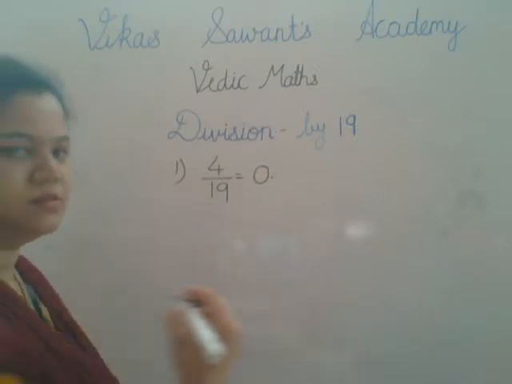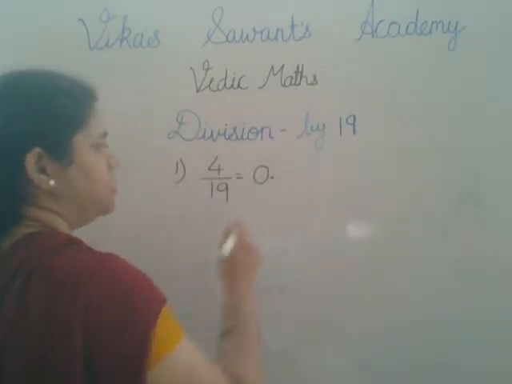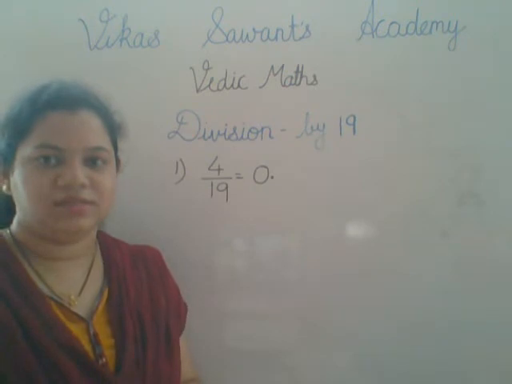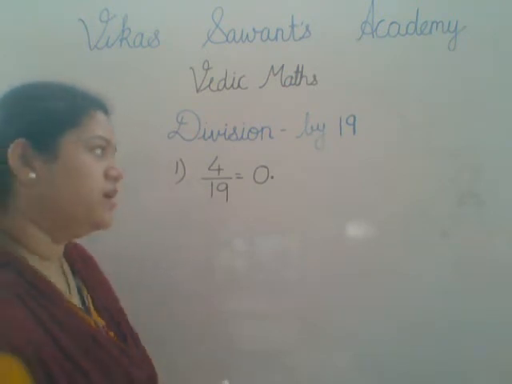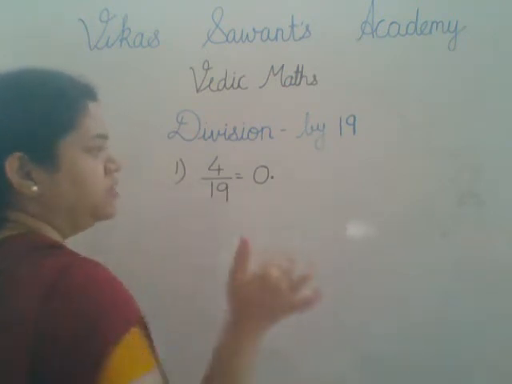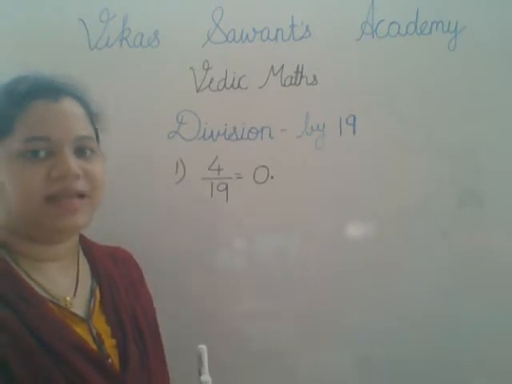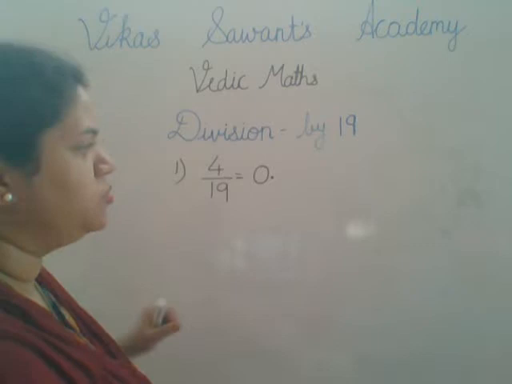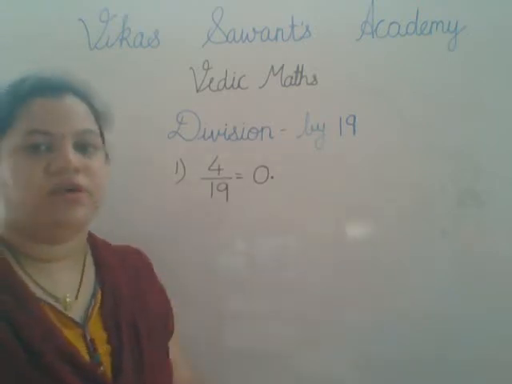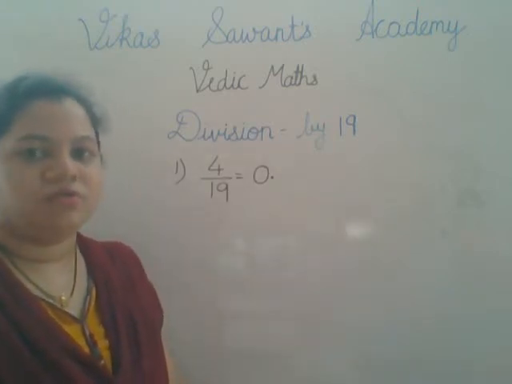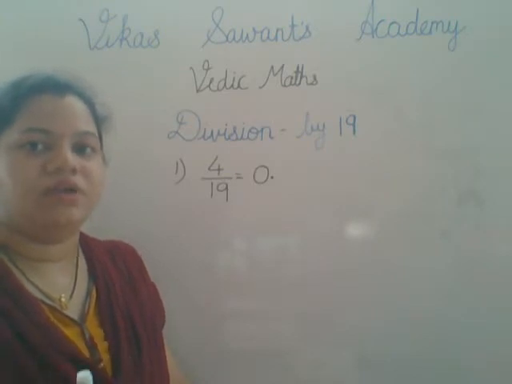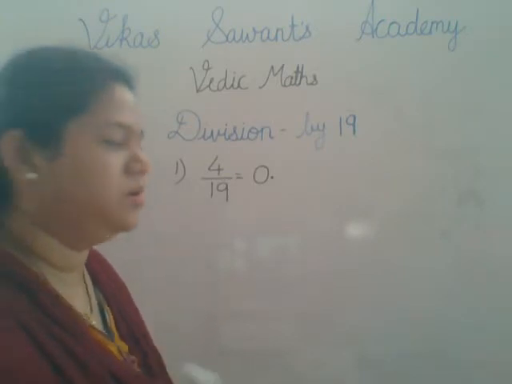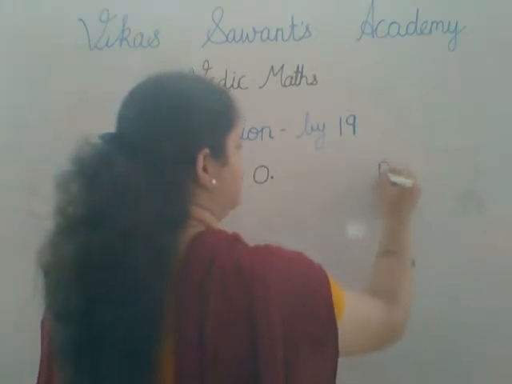0 point something, right? But how to find out the digits after the decimal point, that we have to know. So for that purpose, the trick for division by 19 is that you have to do repeated halving of the numerator.